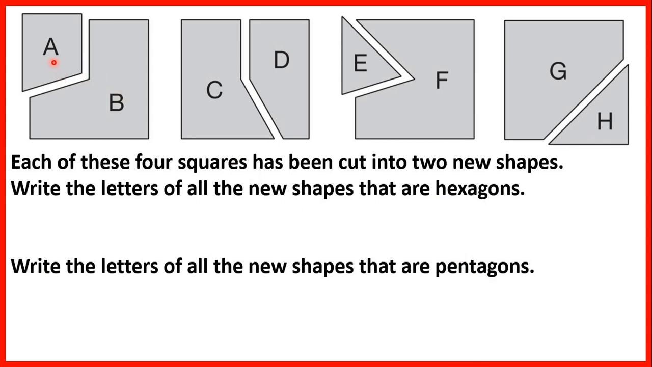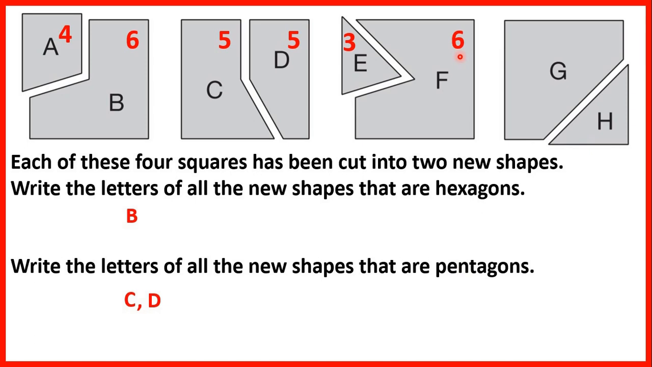So let's count the number of sides. For shape A, we only have 4 sides, so that's a quadrilateral, a 4-sided shape, so not a hexagon or a pentagon. Shape B has 6 sides, so that's a hexagon. Shape C has 5, so that's a pentagon. Shape D has 5 sides as well, so that's also a pentagon. Shape E only has 3 sides, so that's a triangle, so not a hexagon or a pentagon.